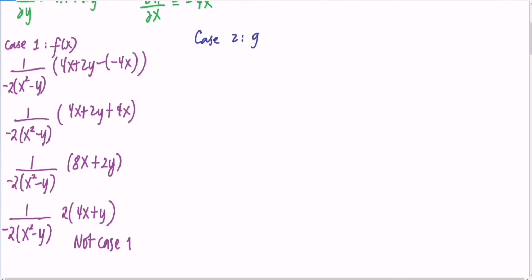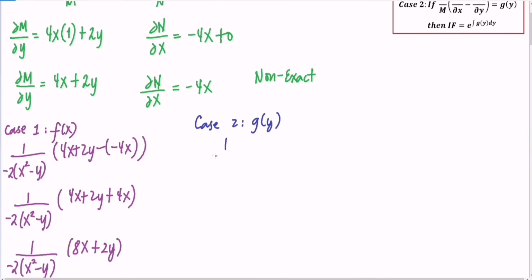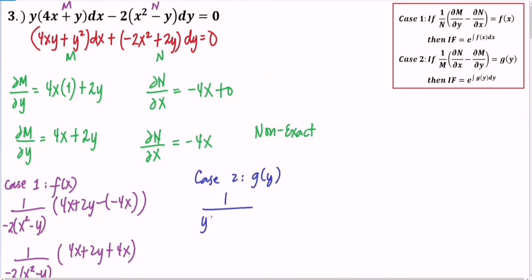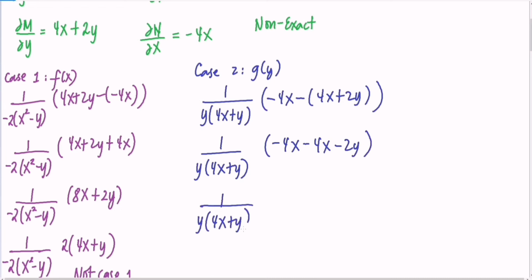Okay? So, kabaligtaran ni case 1, sa case 2, ito naman dapat ang matira g of y. So, kanina, 1 over n. Ngayon naman, 1 over m. So, 1 over m, yung naka-factor out na lang, 4x plus y. Times, so baligtad na to, minus ito. So, negative 4x minus 4x plus 2y. So, we will have 1 over y times 4x plus y times, so negative 4x and then distribute negative. So, negative 4x minus 2y. So, 1 over y times 4x plus y times negative 8x minus 2y.